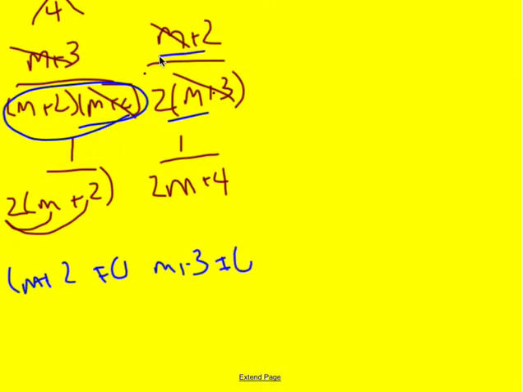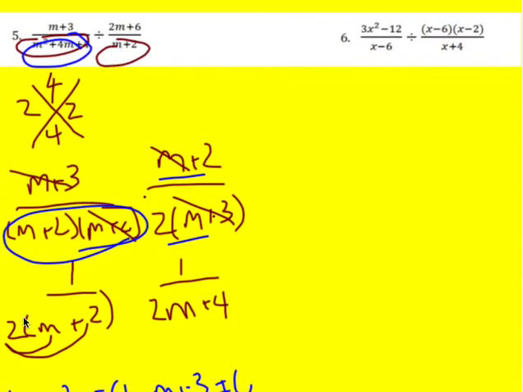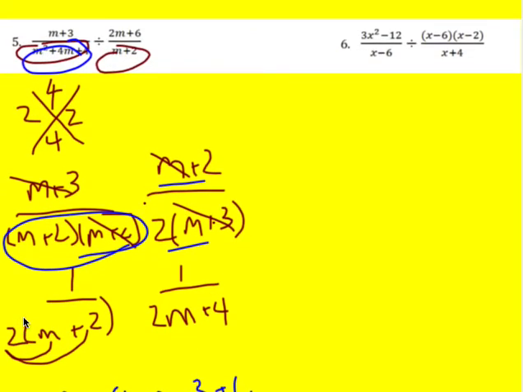You can if you want to keep it consistent, but really you need to solve each of those to get your excluded values. All right, let's take a look at number 6. Now, number 6 is tricky because, first of all, let's work on simplifying that guy right there.